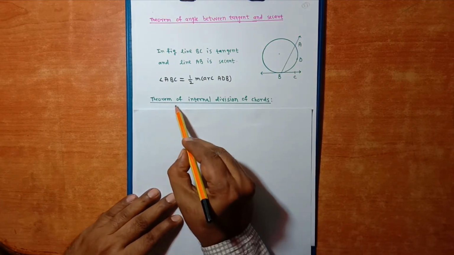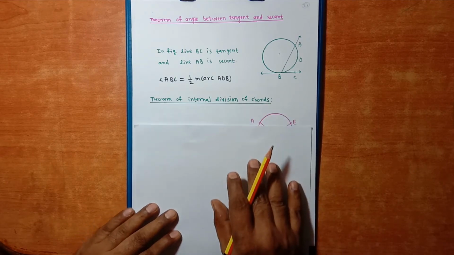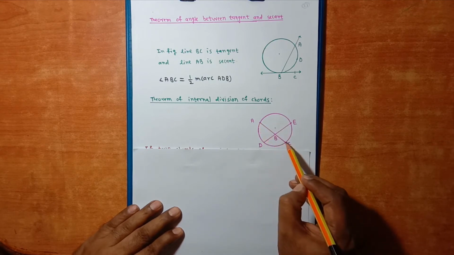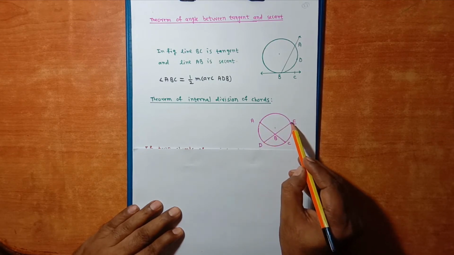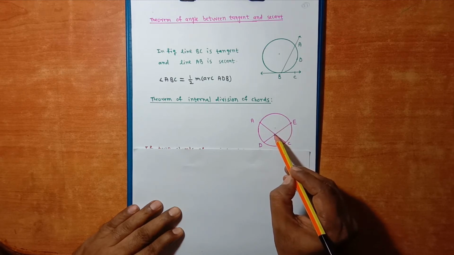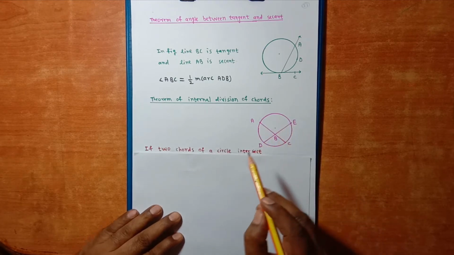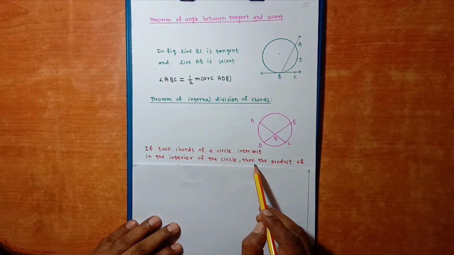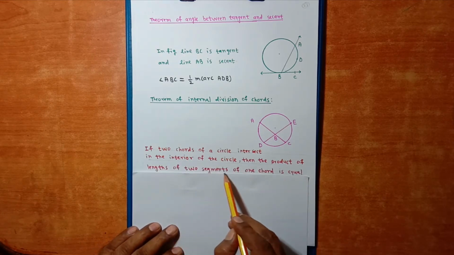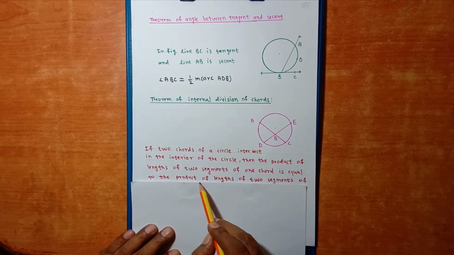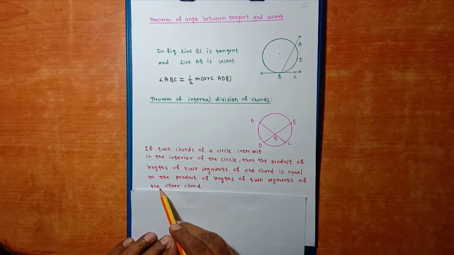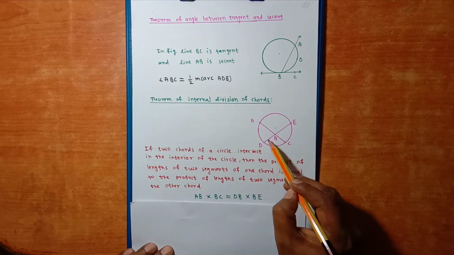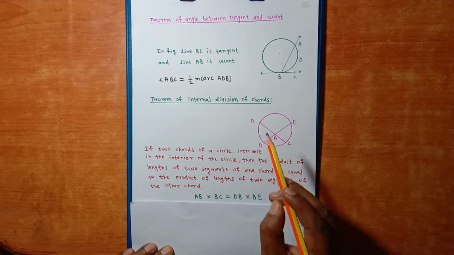Next theorem is the theorem of internal division of chords. Now in the diagram, this is the center. Chord AC and chord DE intersect in point B. Point B lies in the interior of the circle. If two chords of a circle intersect in the interior of the circle, then the product of lengths of the two segments of one chord is equal to the product of lengths of the two segments of the other chord. Now here AB into BC is equal to DB into BE.